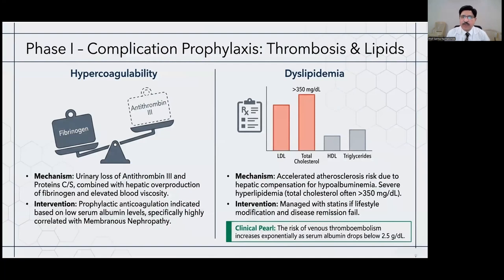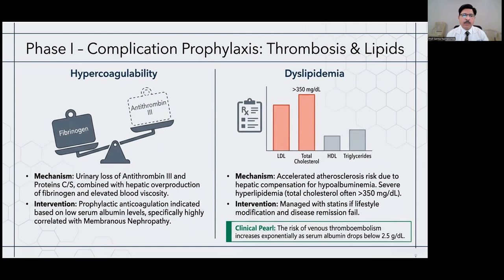So what did we do? We managed the albumin, we managed the fluid, and we managed the thrombosis. Why the hypercoagulability? There is excess fibrinogen, there is excess clotting factors like 10A and all, and there is less antithrombin 3 because the antithrombin has gone in the urine along with the albumin. So protein C and antithrombin 3 are thrown out from the body. Fibrinogen is excess secreted by the liver. So loss of urinary antithrombin 3, protein C, protein S, and combined hepatic overproduction of fibrinogen elevated the blood viscosity and brought a thrombotic environment.